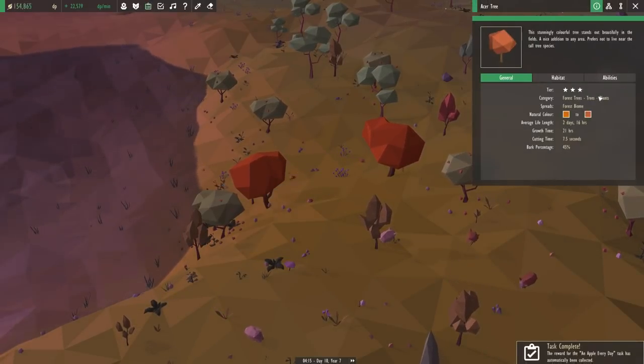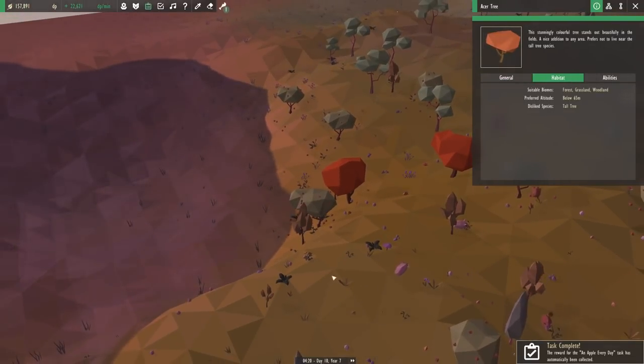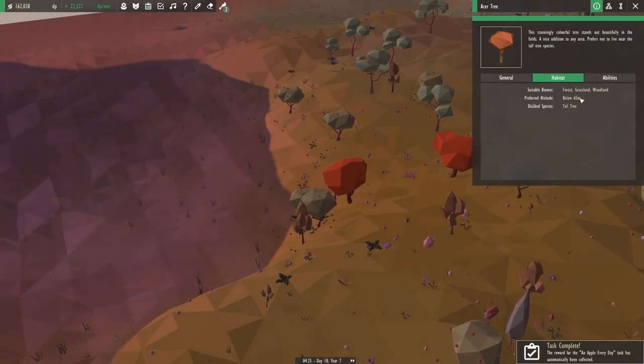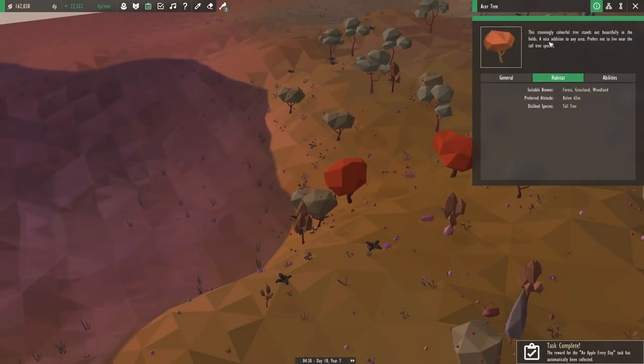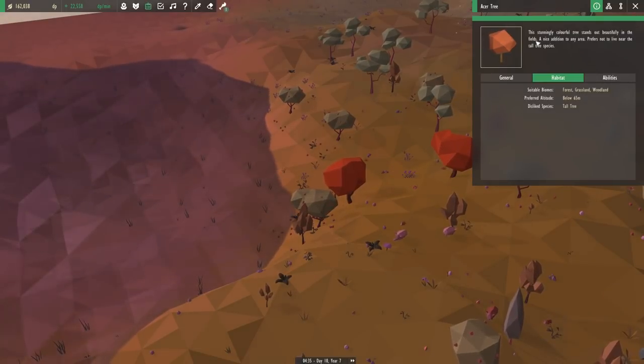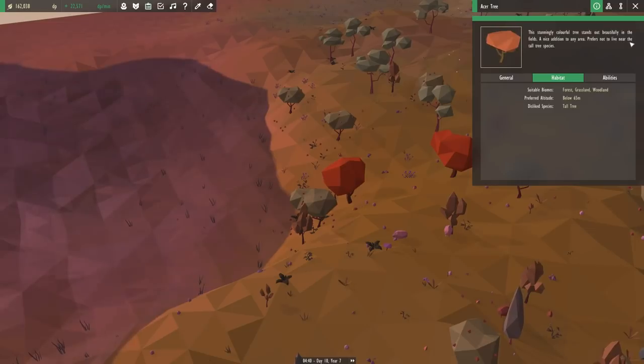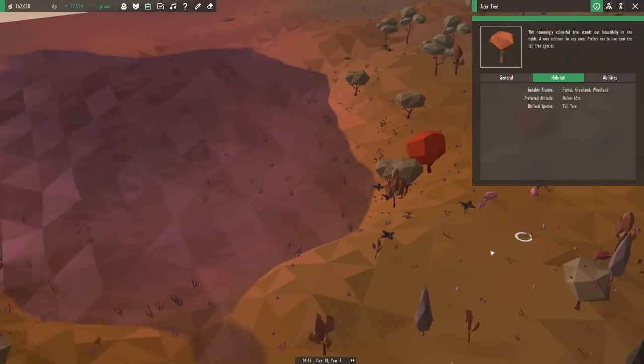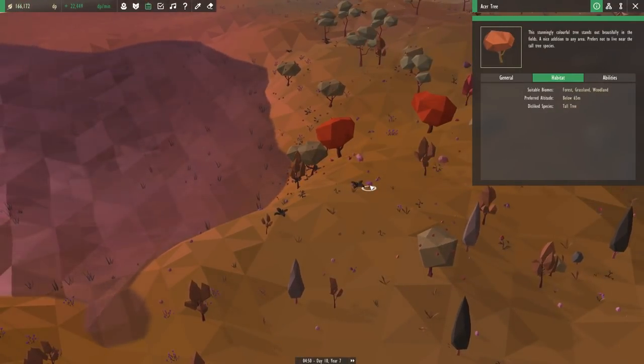All right, so what makes an Acer tree really happy? If it's below 65 meters, it doesn't like to be near tall trees. This stunningly colorful tree stands out beautifully in fields, a nice addition to any area, prefers not to live near other tree species. So you like forest, grassland, and woodland.